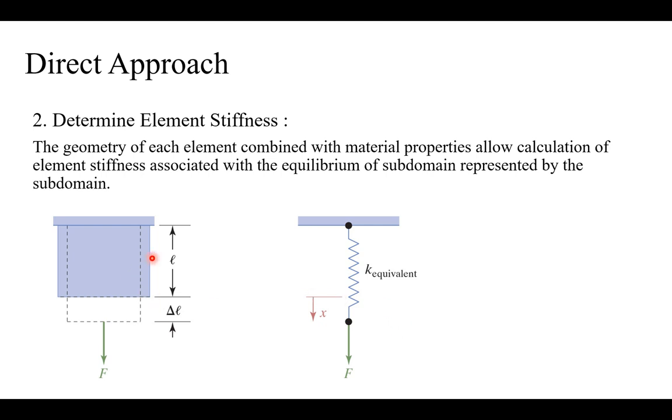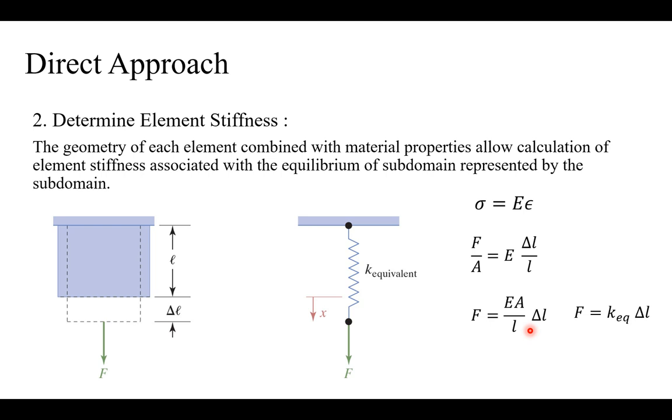The second step is to determine your element stiffness. For a simple case of a bar, we can convert that into a spring or an equivalent spring. And to find the stiffness for our spring, we can use Hooke's law. In Hooke's law, we know that the stresses are related to the strains, where E is the elastic modulus, the material property. For the case of uniaxial tension or uniaxial loading, the stress is simply F over A, and the strain is delta L over L. If I rearrange the equation, I find F is EA over L times delta L.